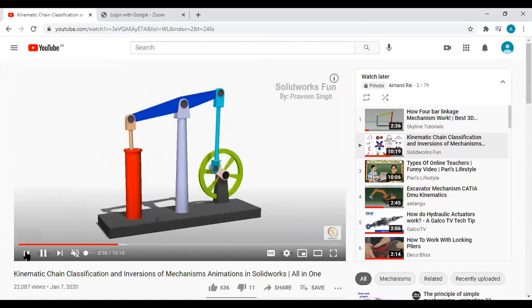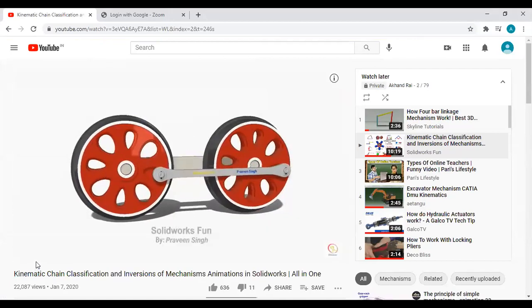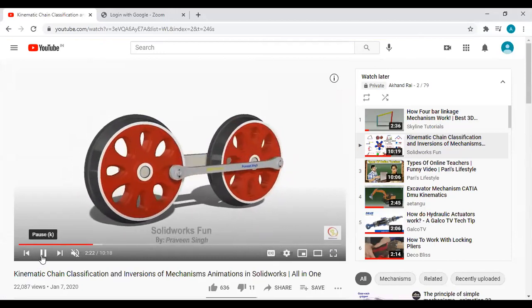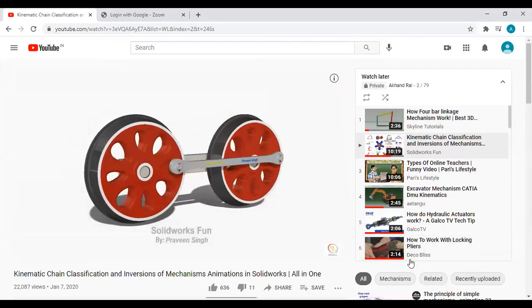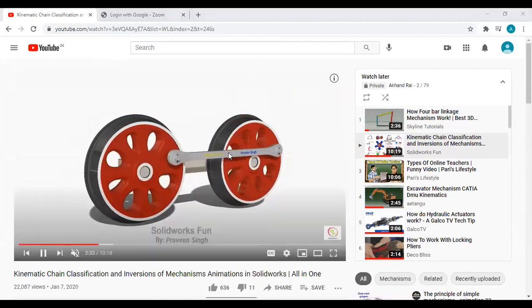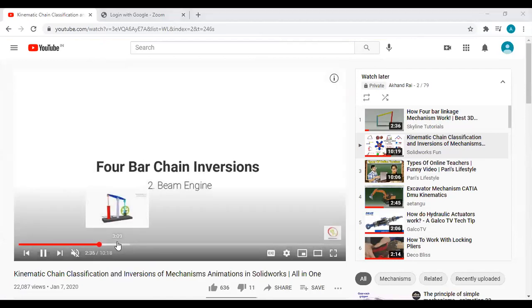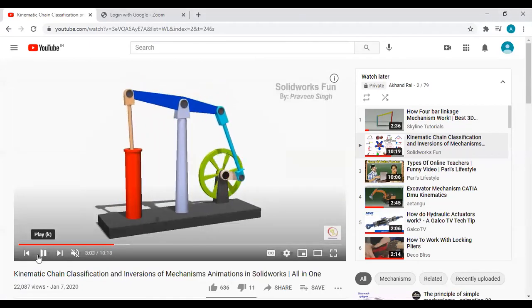What you are seeing here, if you observe, is your coupled wheel locomotive. Steam locomotives, initially the wheels were coupled in this way. If you observe here, the second real life example is the beam engine. I will be discussing this in the next session. So what is a beam engine?